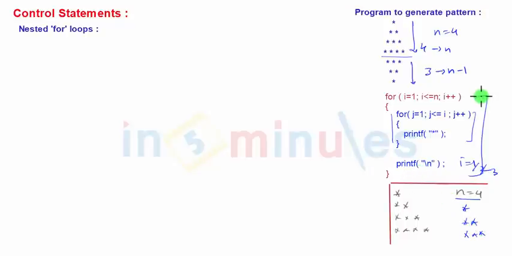Then a new line occurs, again i plus plus occurs, i becomes 4, and the inner for loop goes for j equal to 1 to j less than or equal to 4, so 4 times it works and generates 4 stars. So this kind of output will be generated using a simple nested for loop.